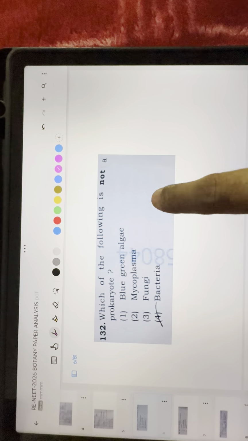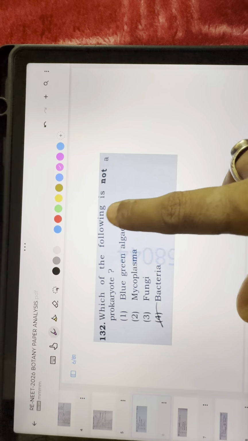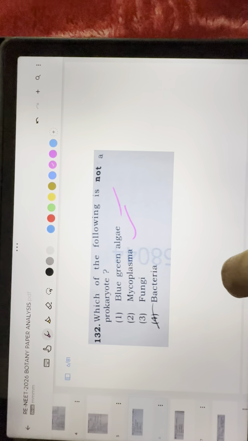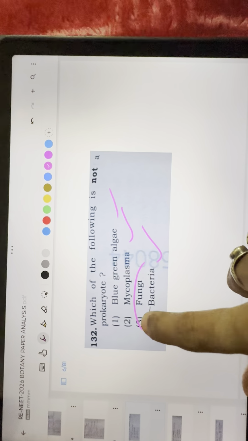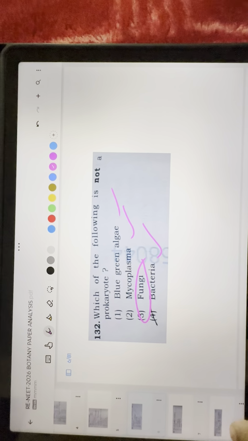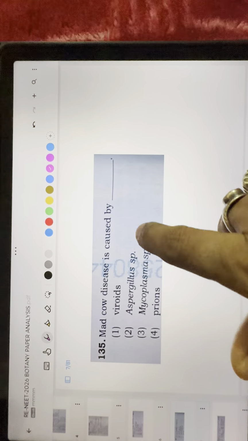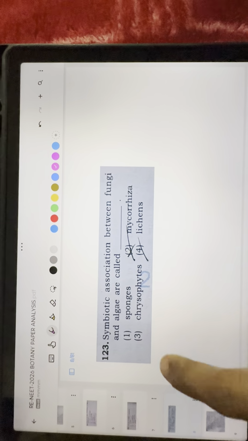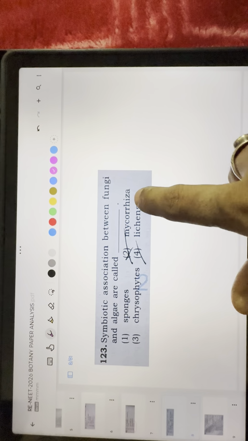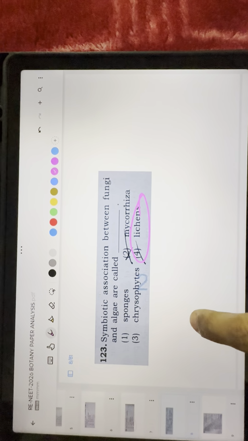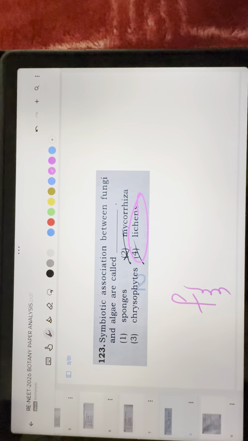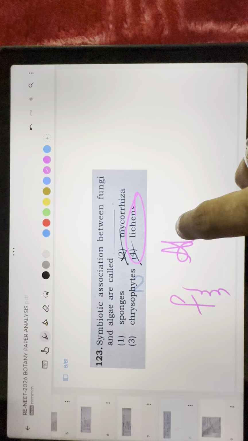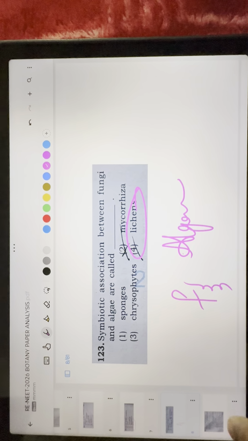Next, which of the following is not a prokaryote? They are asking which is not a prokaryote. Blue-green algae and mycoplasma are correct. Bacteria is also a prokaryote, and fungi is not a prokaryote. Fungi is a eukaryotic organism. Next, mad cow disease is caused by prions. Prions are a kind of virus. Next, symbiotic association between fungi and algae is called lichens, where the fungi absorb nutrients from the surface of rocks and so on, and algae carry out photosynthesis. Like this, lichens are the combination.